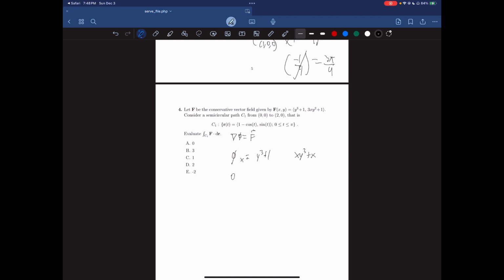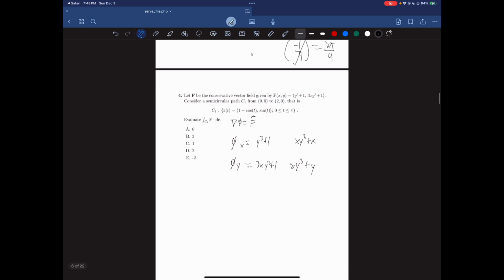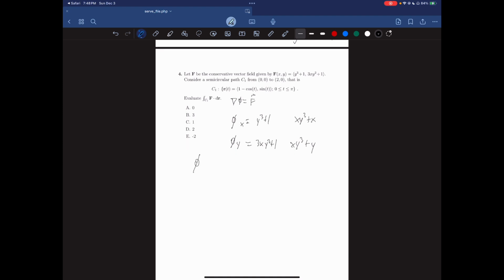We can do the same thing for the y component. The partial of φ with respect to y is 3xy² + 1. If we integrate that with respect to y this time, we get xy³ plus y. To find the actual total potential, we just add together the unique terms. In this case, xy³ is not unique, so we only add it once: xy³ + x + y.